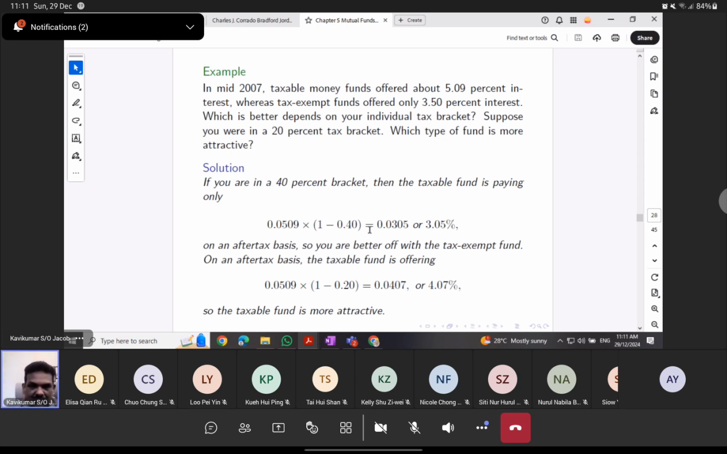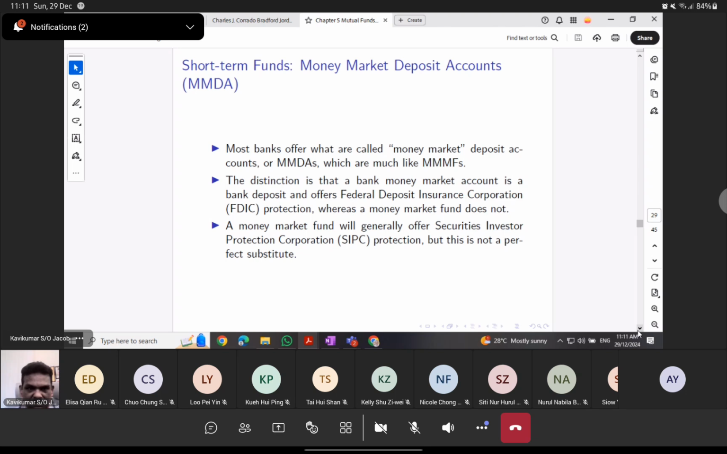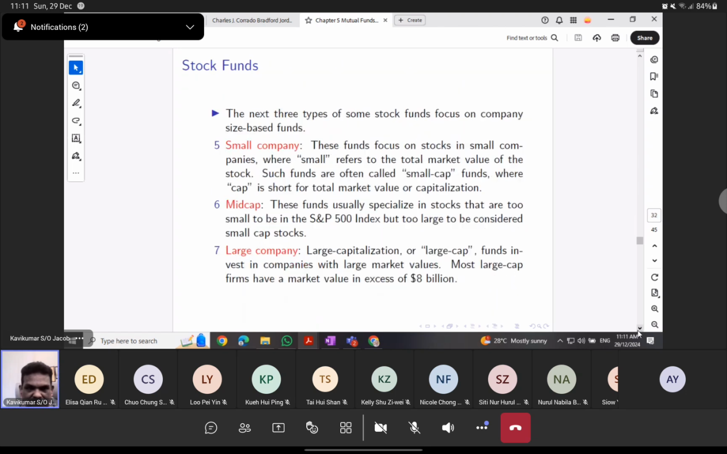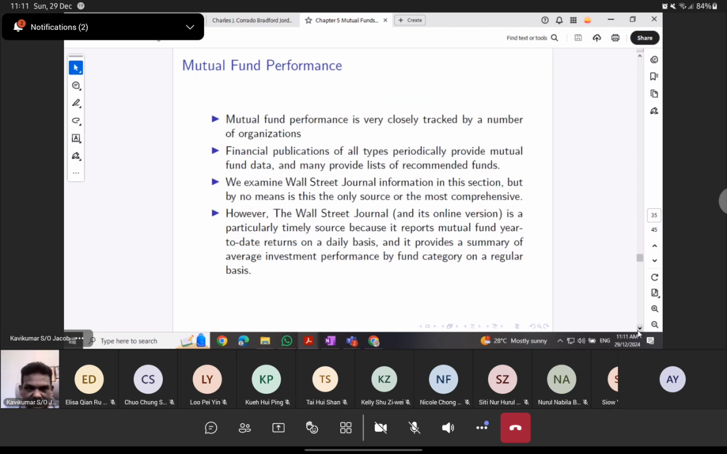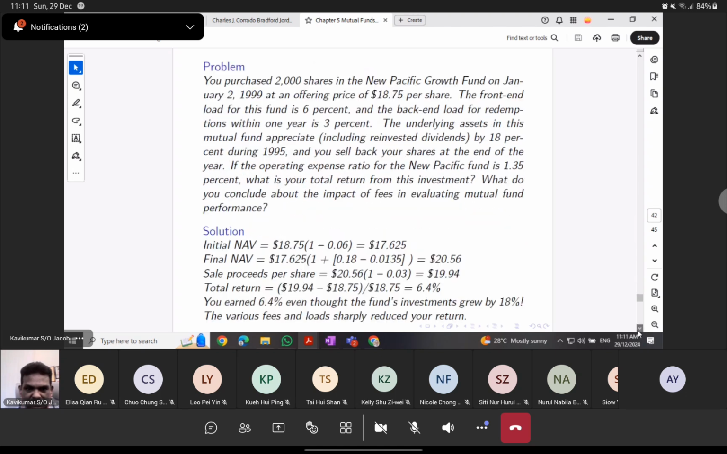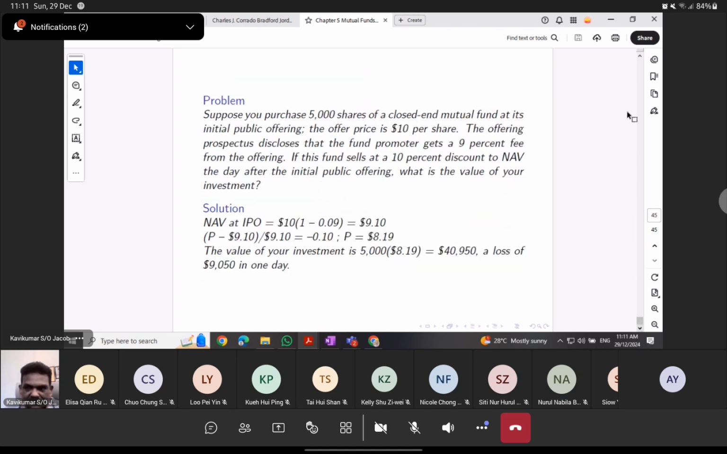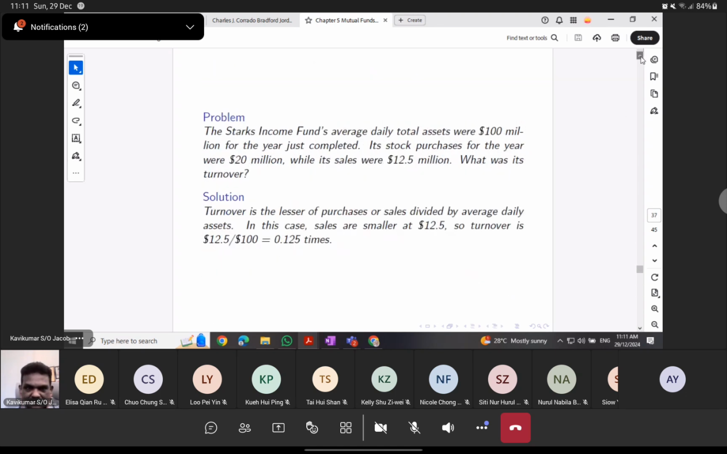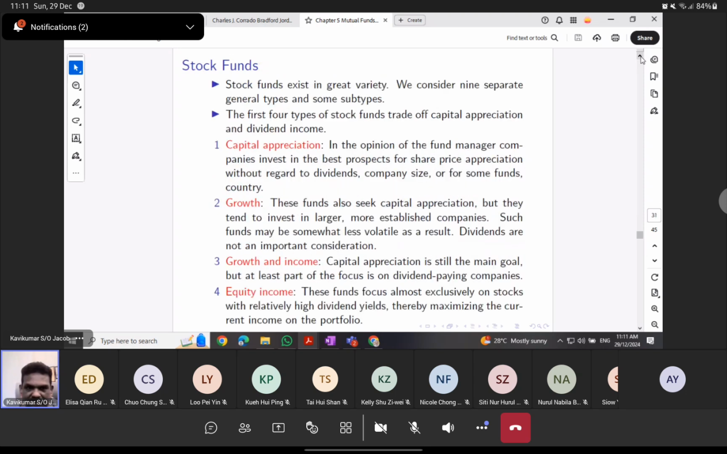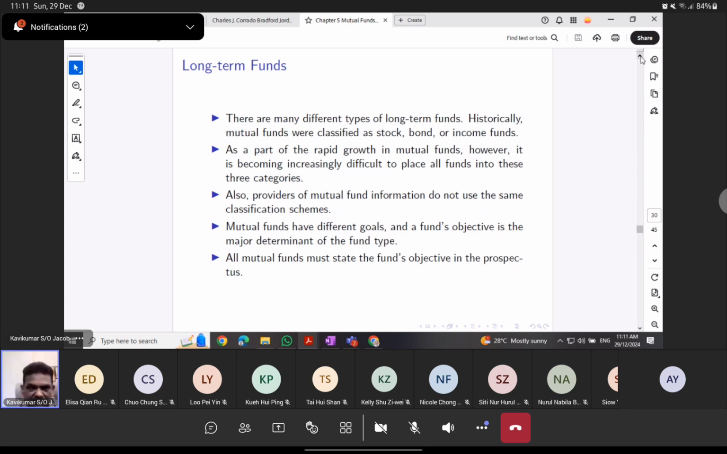Let's see some examples. Actually, after all these examples, we'll stop once. I think we can finish chapter 5 today.